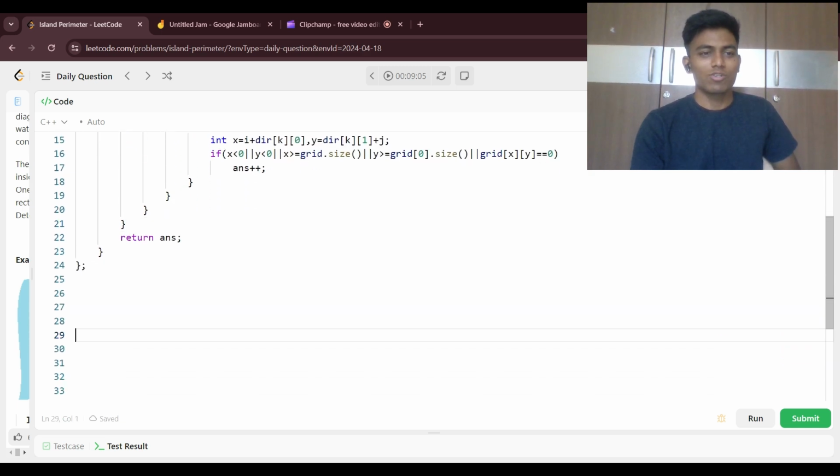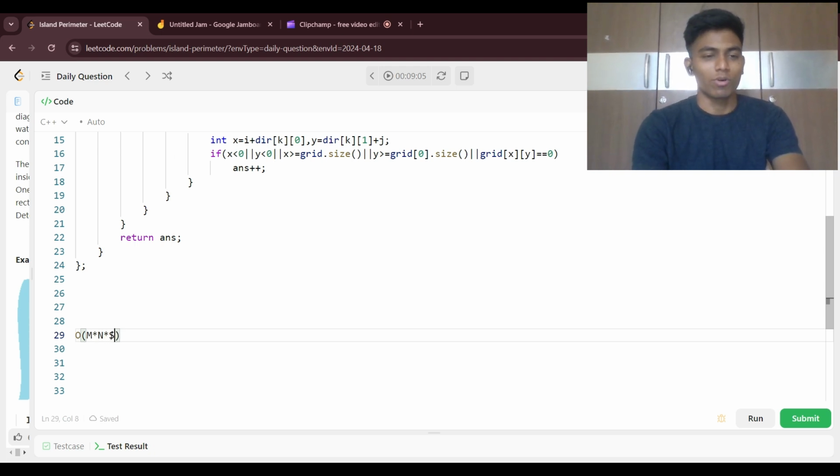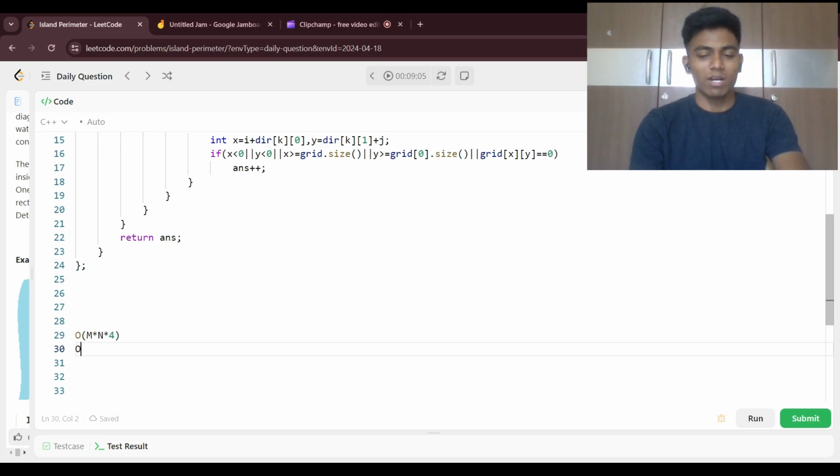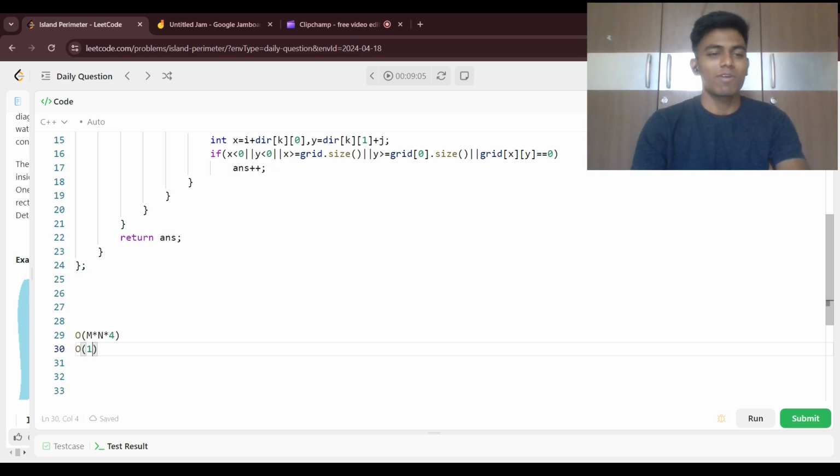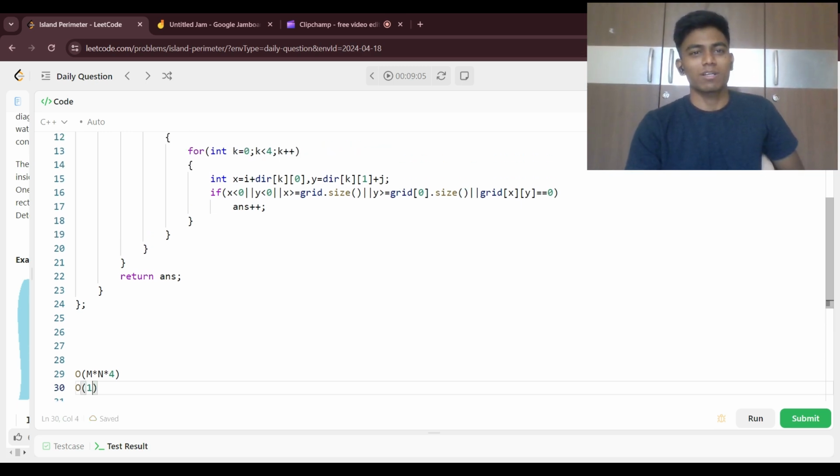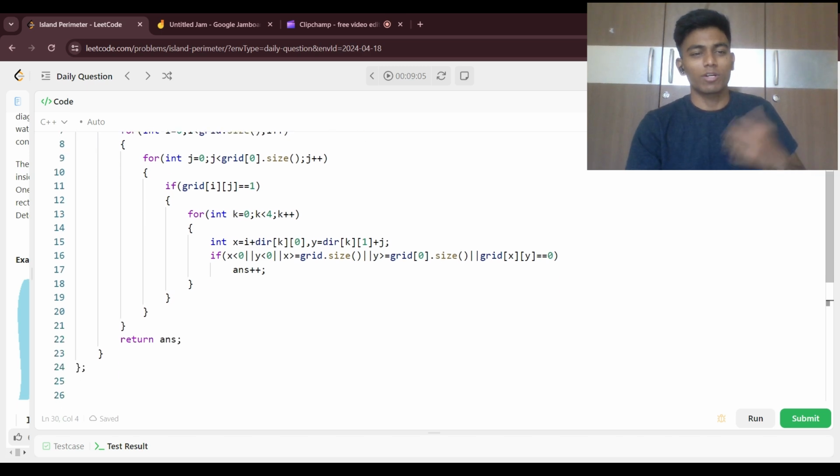If we come to the time and space complexity, the time complexity is going to be big O of m into n into 4. Why? Because we are considering four directions. And when we come to the space complexity, it is going to be big O of 1. Why? Because we are not considering any extra space.